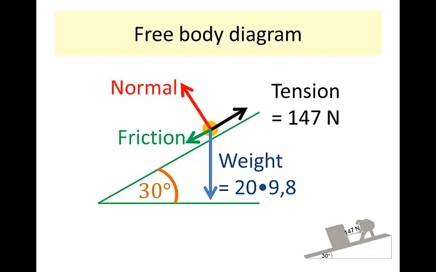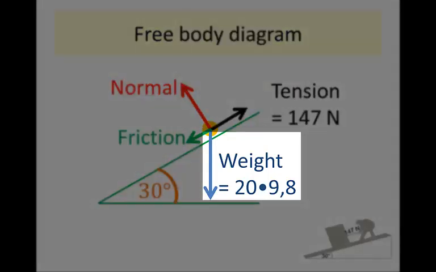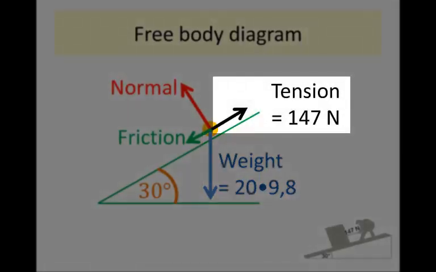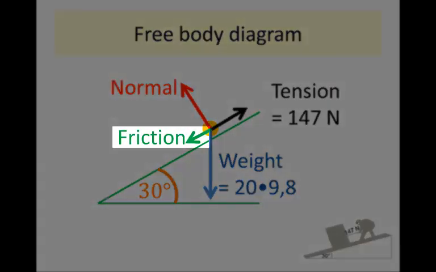So we draw a free body diagram of the situation. Weight downward, as I've already said, is 20 kilograms multiplied by acceleration due to gravity, 9,8. The applied force, which we can also call a tension because there's a rope, is 147 newtons, and it's parallel to the slope. Because this object is moving up the slope, friction acts down the slope, because friction always acts in the opposite direction to motion.